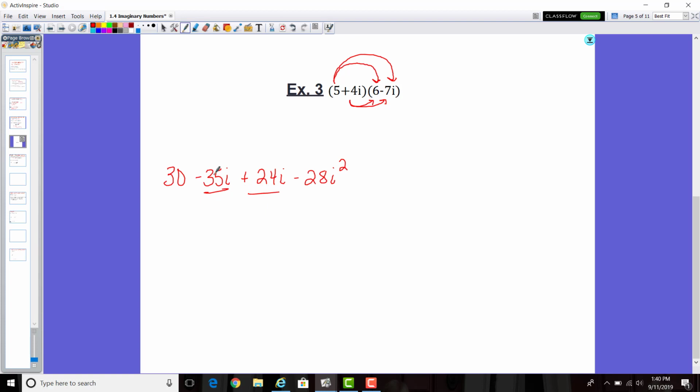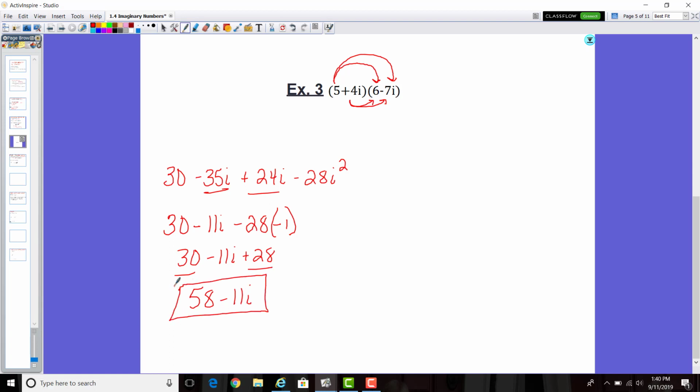So my i terms that are being added and subtracted on the inside can combine to be -11i. And -28i squared means -28 times -1. That gives me 30 minus 11i plus 28. Combine my real numbers and put in standard form, I get 58 minus 11i. We will go back to the next example here in a minute.